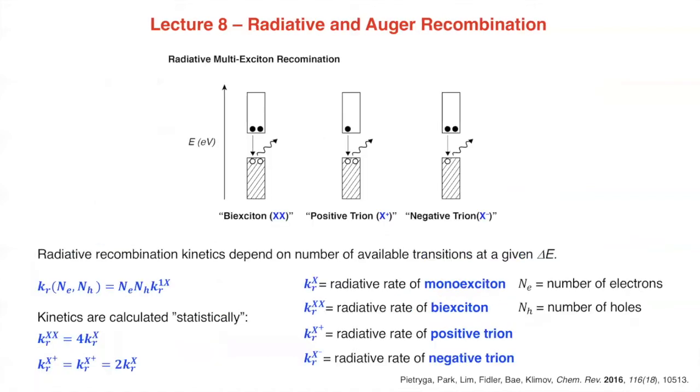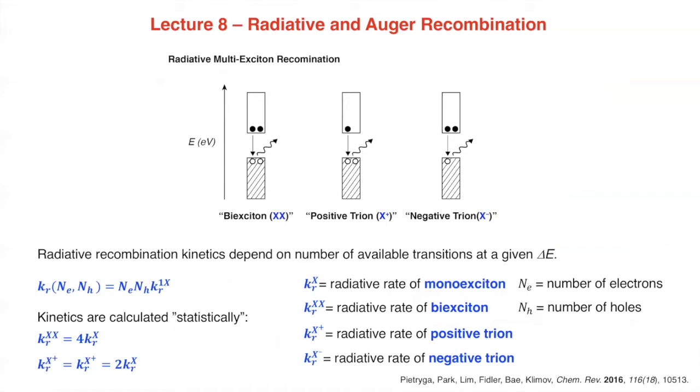All right, so let's take a look at radiative recombination of multi-excitons. So now a bi-exciton here, we've got two excited charges, two excited holes, we have a positive trion, a negative trion. All of these things can undergo radiative recombination.